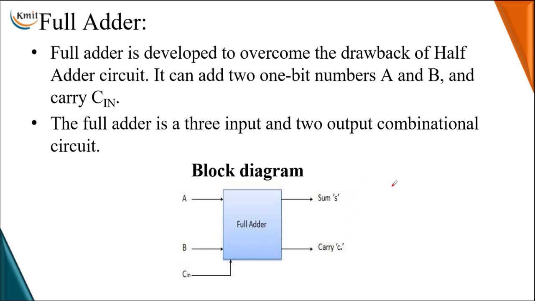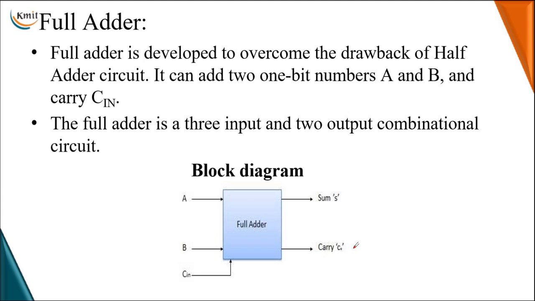Now these full adder circuits are developed to overcome the drawback of the half adder circuit. It can add two 1-bit numbers A and B along with the carry input. So the full adder now has 3 inputs and 2 outputs in this combinational circuit. Hence, the 3 inputs A, B, and the carry input are the inputs of the full adder, and the outputs of this full adder are summation, which is represented with the letter S, and carry output, which is represented with C naught.